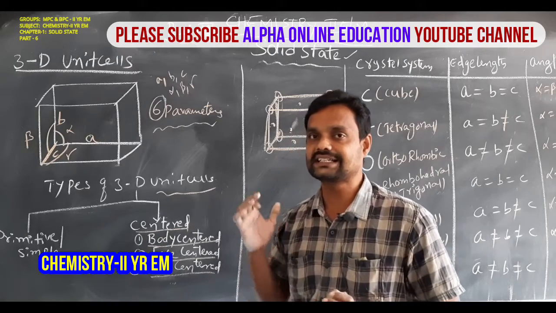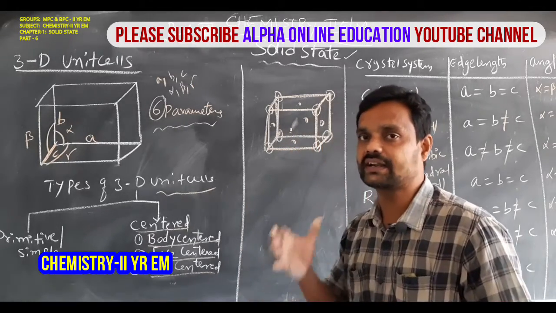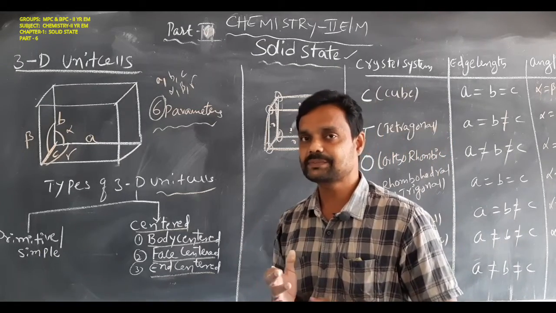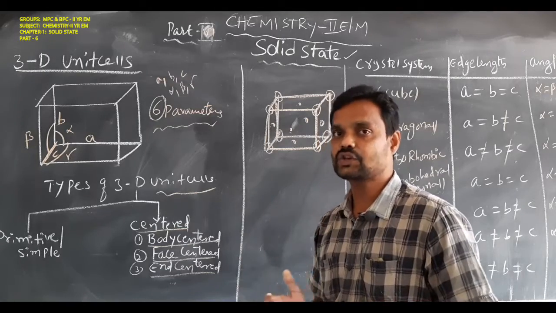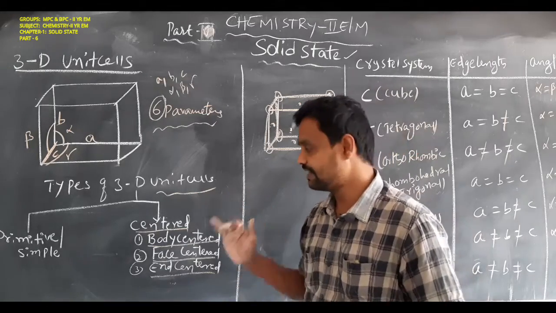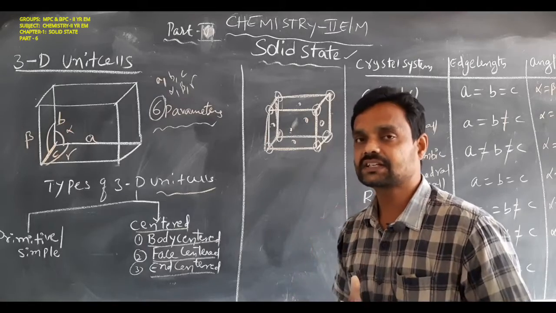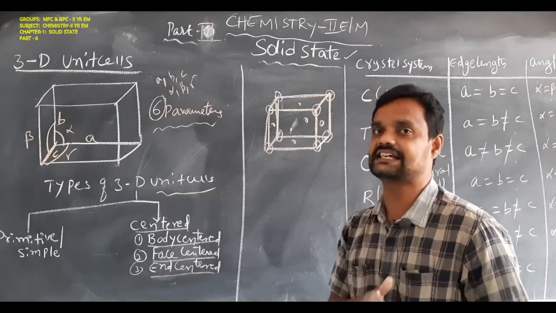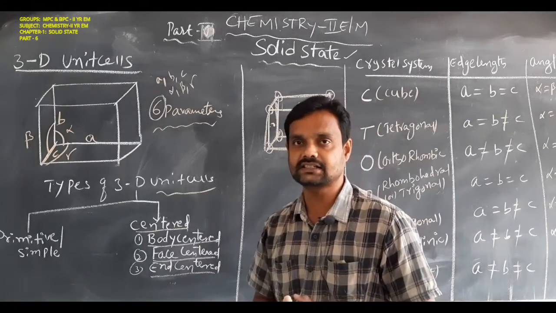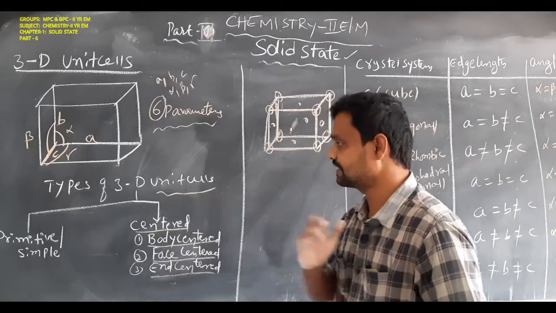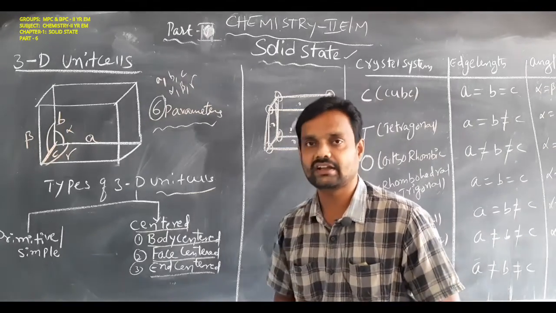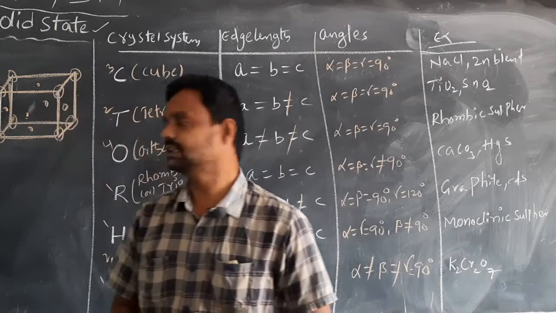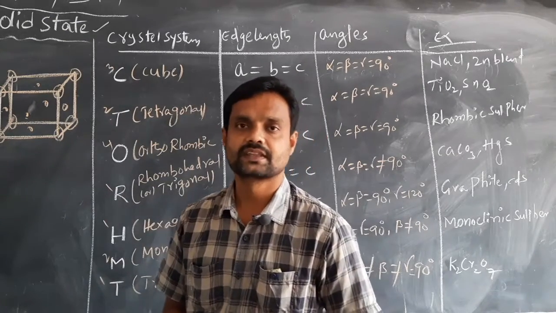Atoms are present at 8 corners and also present in the body of the unit cell. That is the body centered unit cell. Atoms are present at 8 corners and also present at 6 faces. Face centered unit cell. Atoms are present at corners and also present at 12 edges. That is called an end centered unit cell. So these are the different types of 3-dimensional unit cells.